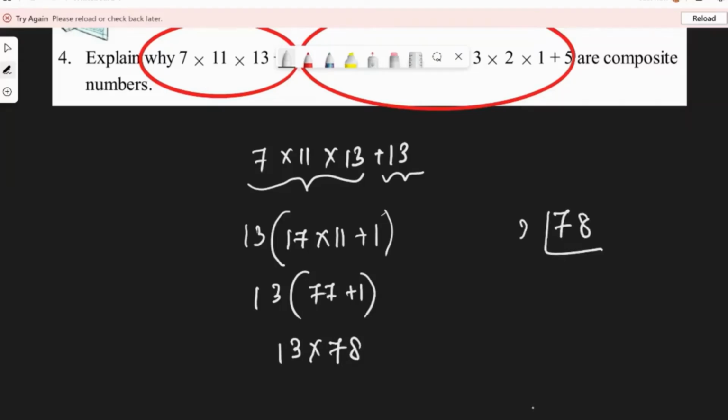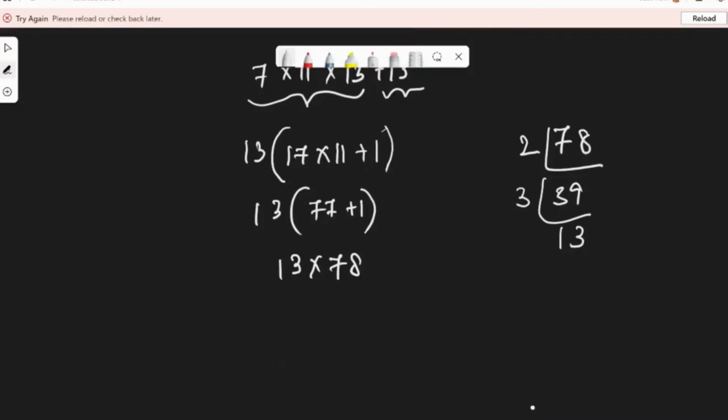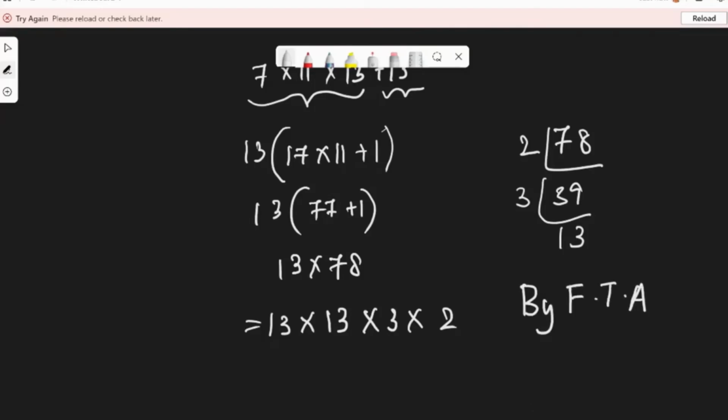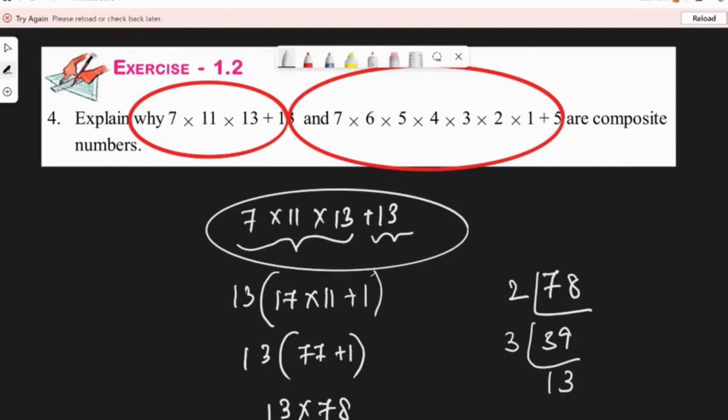We know 78 we can write as 2 into 39, and 3 13s are 39. So it can be written as 13 into 3 into 2. And we know by FTA, the fundamental theorem of arithmetic, which states that every composite number can be written as a product of primes. So we can see 13, 3, 2 all are prime numbers. So obviously these two terms, sum and product, are composite.